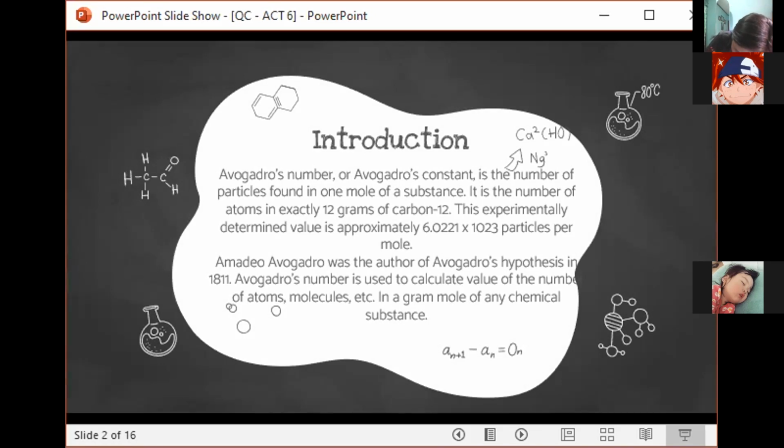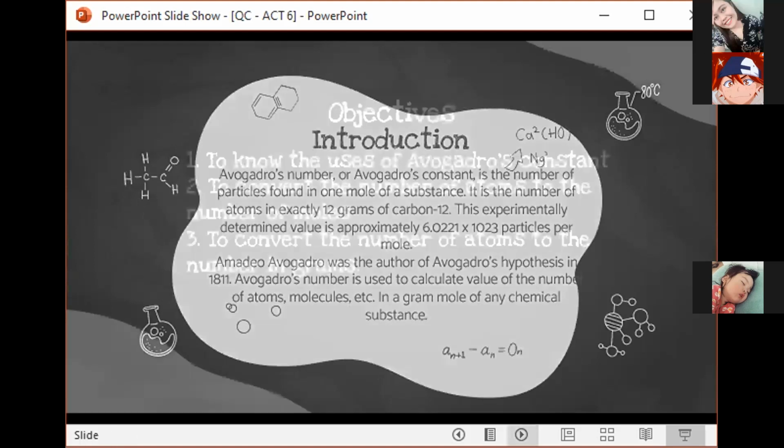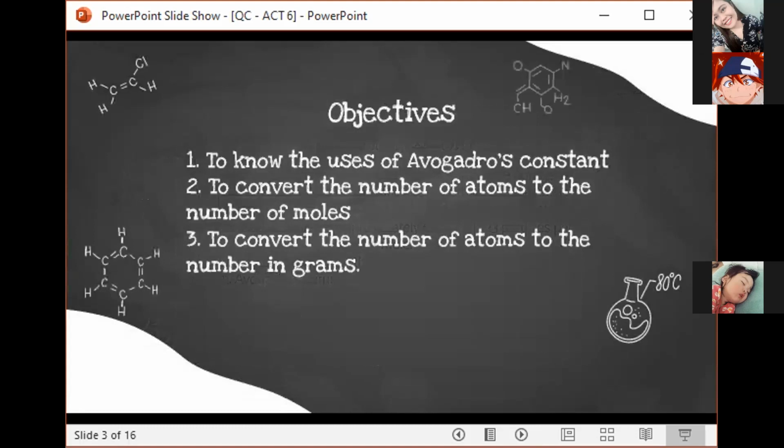Amadeo Avogadro was the author of Avogadro's hypothesis in 1811. Avogadro's number is used to calculate value of the number of atoms, molecules, and etc. in a gram of mole of any chemical substance. Next, guys. So our objectives in this activity, first, to know the uses of Avogadro's constant. Second, to convert the number of atoms to the number of moles. And last one is to convert the number of atoms to the number of grams.